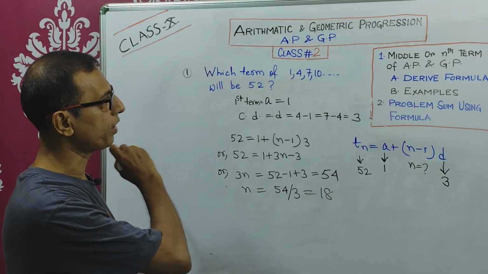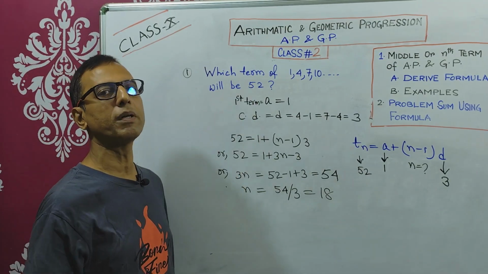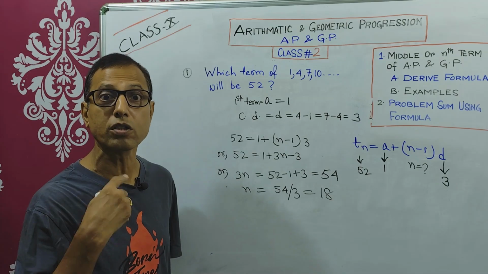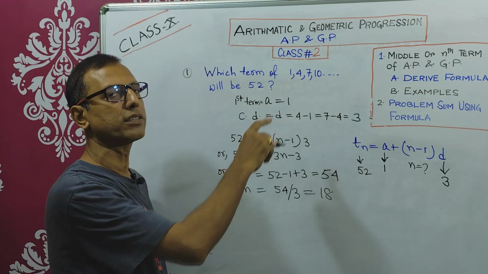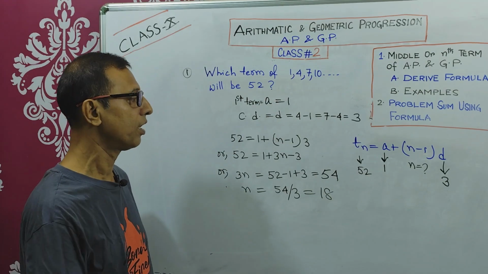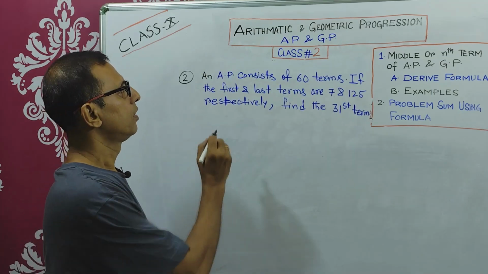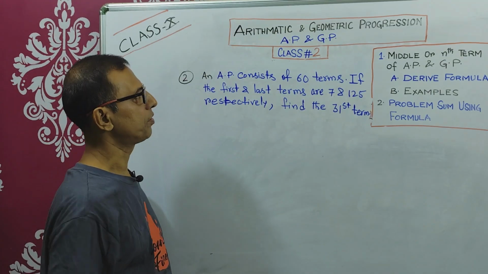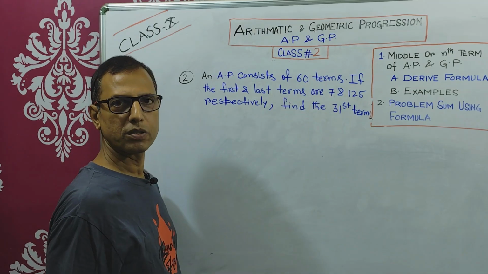So what did I say? Not necessarily always will it be stated whether it's an arithmetic progression or geometric progression. It is your task to first deduce whether it's an arithmetic progression or geometric progression. Then you utilize the formula accordingly, right? This is the second example of arithmetic progression. An AP consists of 60 terms.